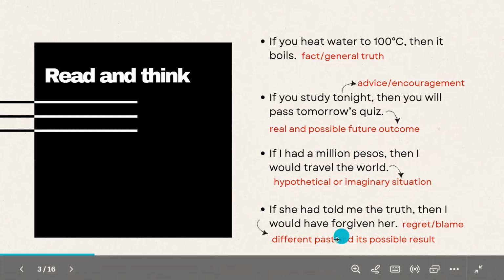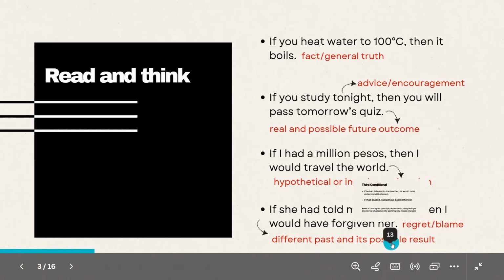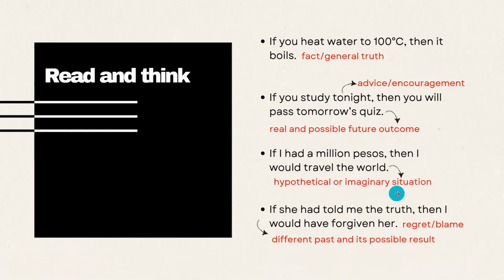And the last one about telling the truth shows a different past and its result. We use this when we look back with regret or imagine how things could have changed. So, conditionals aren't just grammar rules, they mirror the way we think in everyday life, whether we are talking about facts we know, possibilities we hope for, dreams we imagine, or regrets we carry.